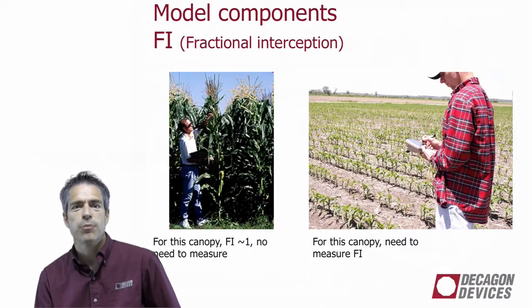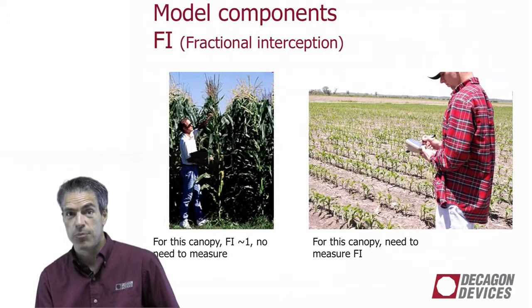So how does that apply to measuring fractional interception? Well, if we had the canopy on the left, a very tall maize canopy, the fraction of interception is basically 1. I don't know that we'd need to spend a lot of time trying to measure the fractional interception in that canopy. And that was very similar to the rice canopy. Once I had rice completely mature, there was almost no light that made it down onto the flooded water surface inside that rice canopy.